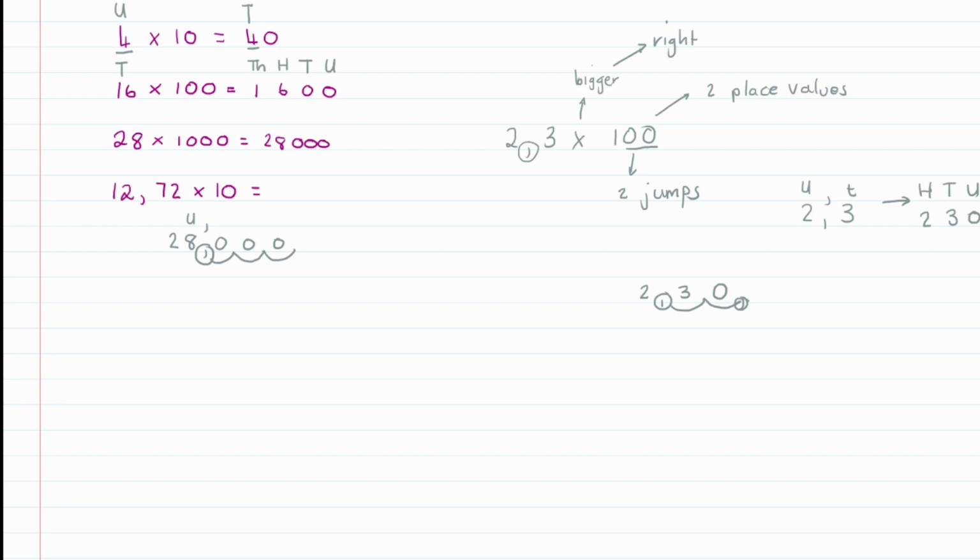Let's try one more. 12.72 goes up to the tens column. Multiplying by 10 means that we shifted one place value bigger because there is only 1 zero in the number 10. One place value larger than 10 is hundreds.